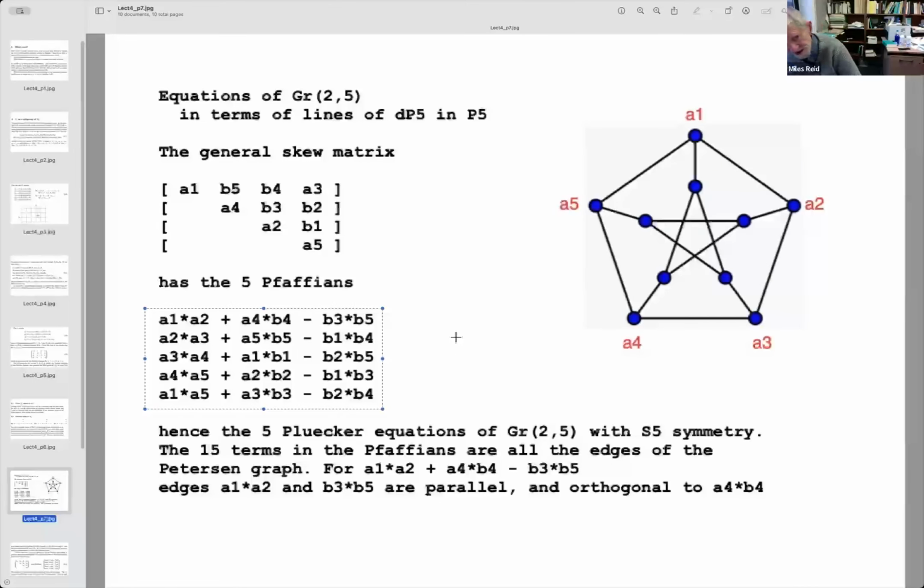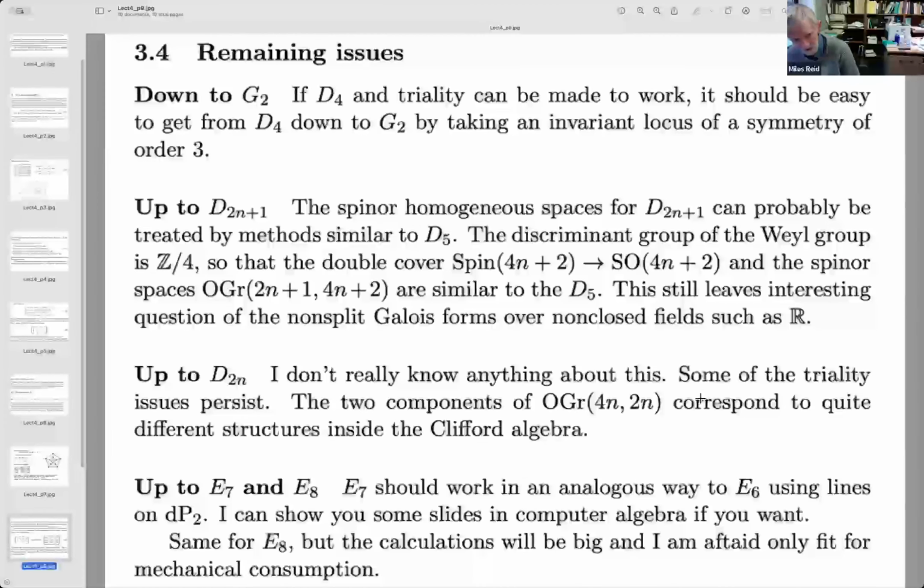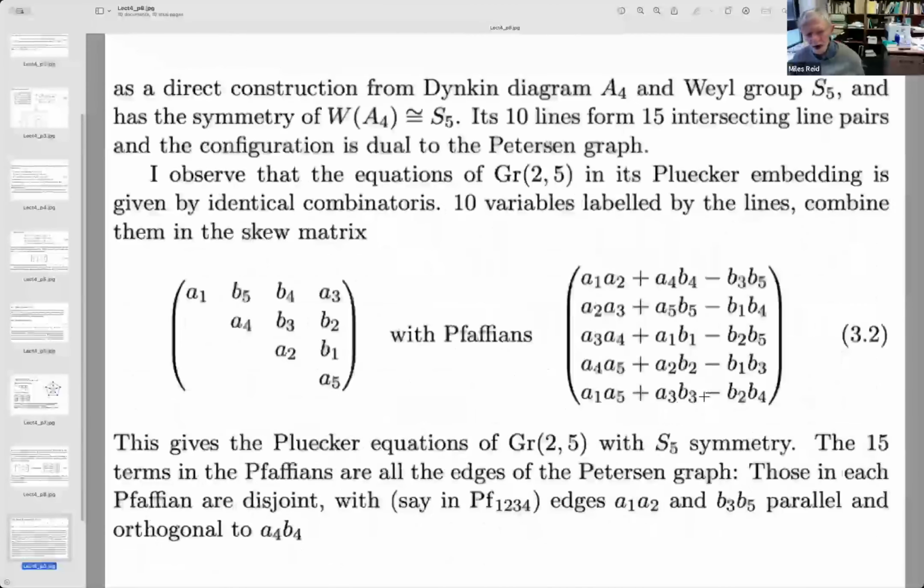Yeah, but as I said, the A's and the B's are not symmetric. The graphic representation of the Petersen graph tells you that. I'm just saying the same thing again.